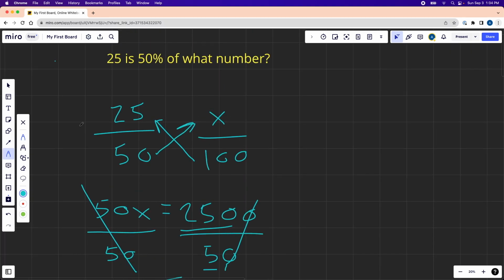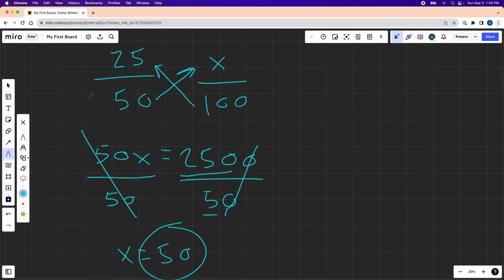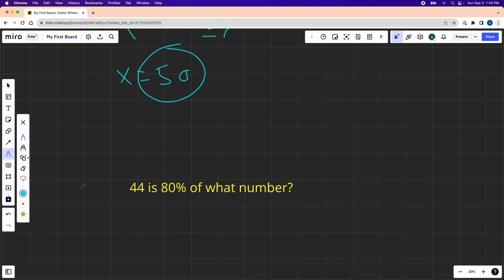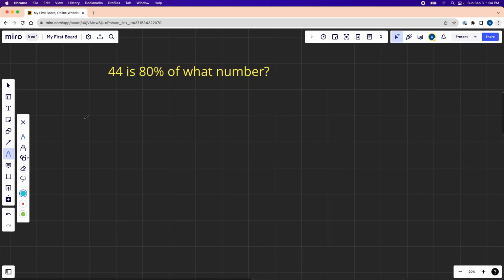So that was, like I said, two different ways of being able to calculate percentages of different numbers. All right, so let's look at another example here. Let's do that example again with some different numbers. Now we're trying to say 44 is 80% of what number? All right, again, we can do it in one of two ways here. Let's do it the converting them both to equivalent fractions way first here.